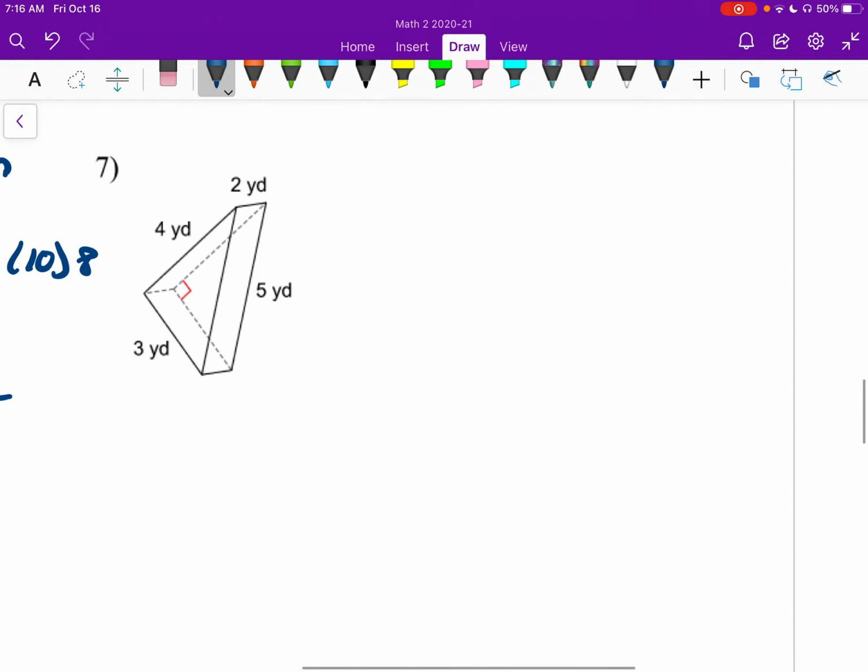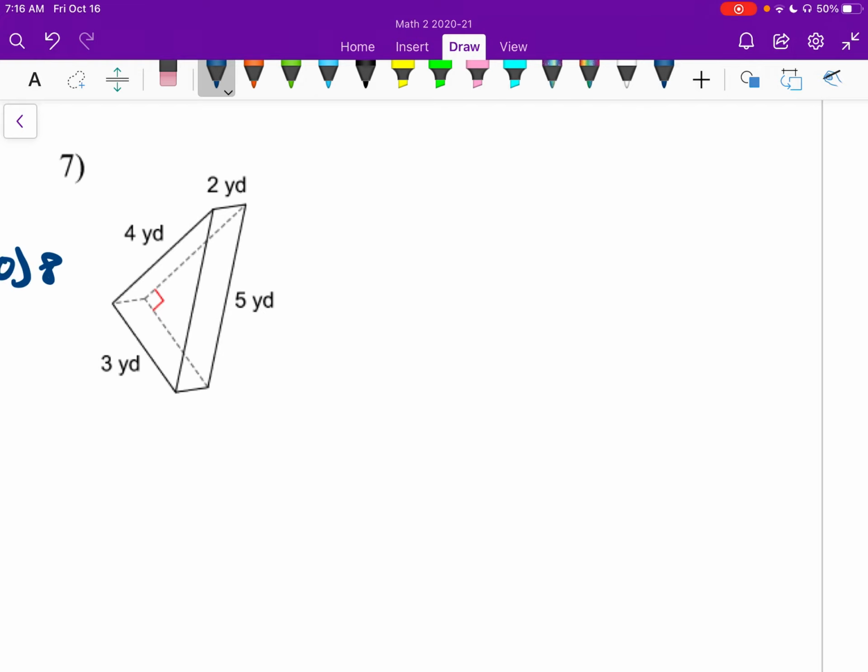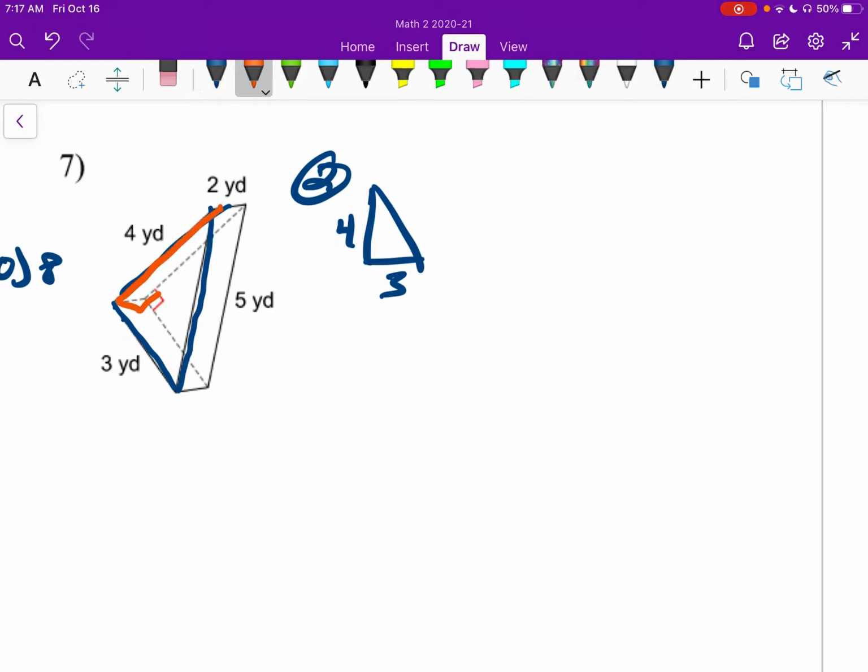All right, number 7. This shape is a triangular prism. We can see the triangle on the front here and in the back. So we have 2 triangles, and we can see because of that right angle that they are a right triangle. Our base is 3 and our height is 4. That 5 would be our hypotenuse. And then we have 3 different rectangles. We have this one in the back. So we have one of these guys. He is a 2 by 4.